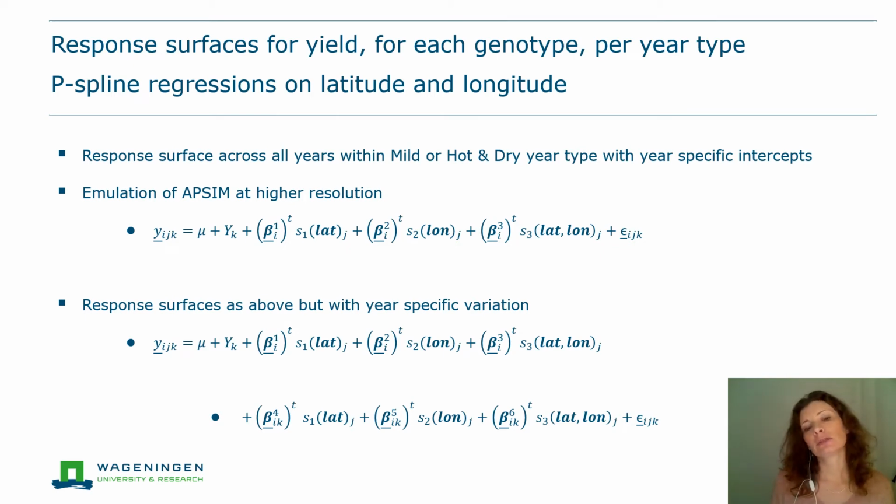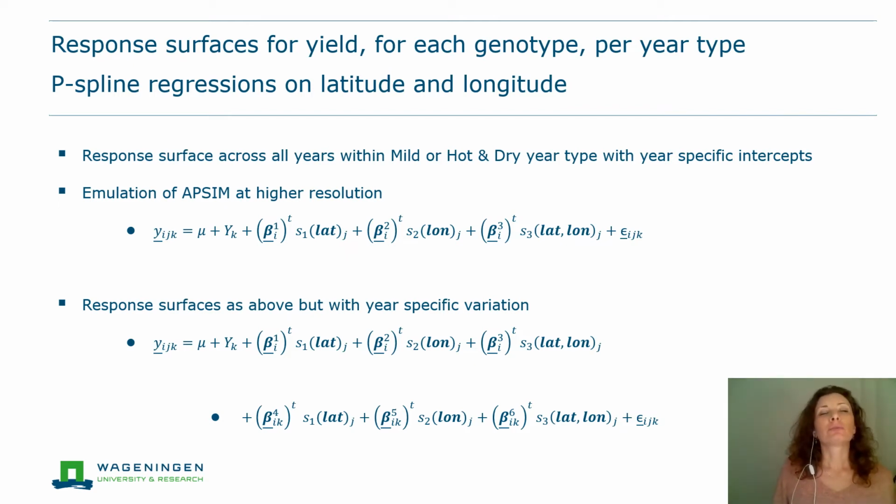And the idea was to create a sort of emulator that would describe the most important patterns in yield across two covariates. Obviously, this approach could also be extended by replacing the latitude and longitude by other explicit covariates like temperature and so on.